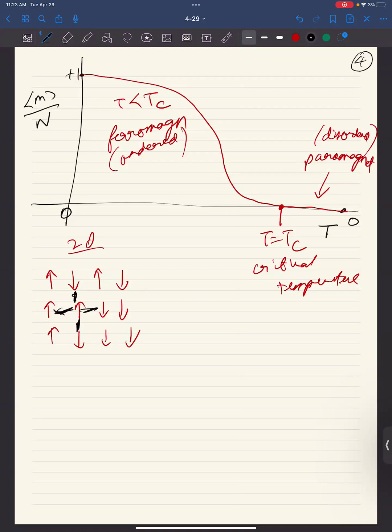Onsager showed for a 2D Ising model, the critical temperature is 2 divided by natural log of 1 plus square root of 2. And Chandler has an exercise problem where he walks you through the proof of this. It's kind of amazing that you can prove this. With what you have studied in this semester, you should be able to do it. It's not hard. What are the dimensions of that?